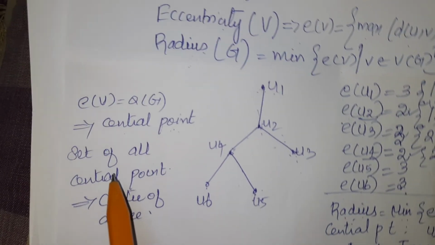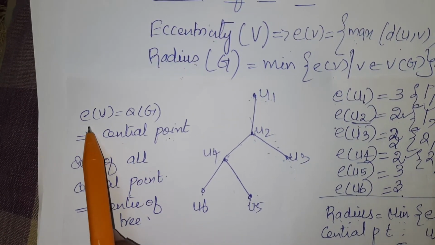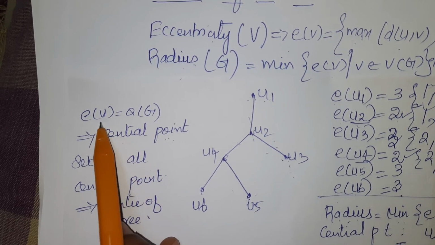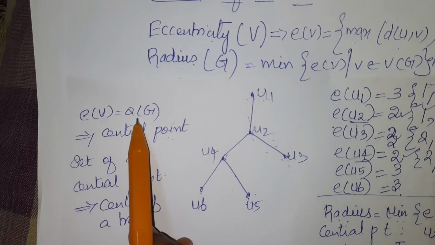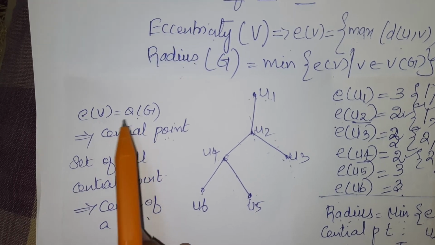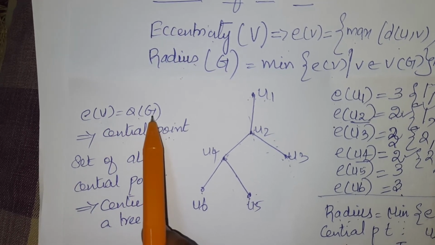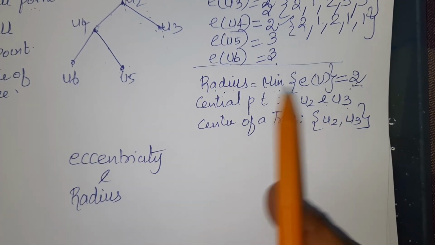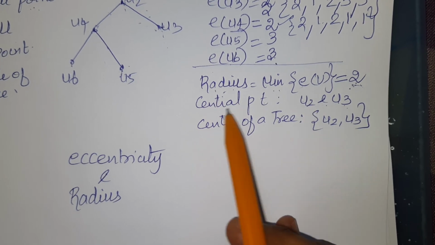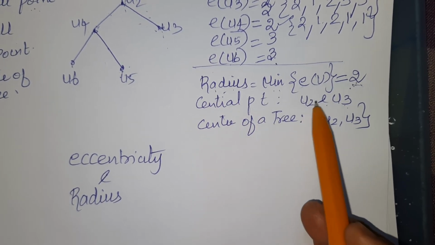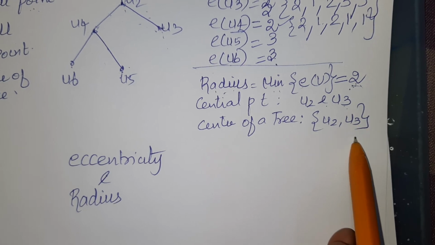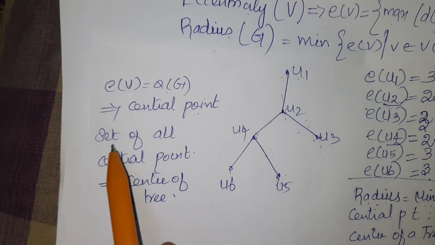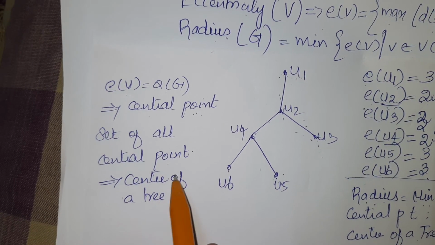So what is the definition of a central point? It is given by E of V is equal to R of T. Which are the vertices that have the radius value? So in our example, the vertices u2 and u4 have the radius value. So this is called a central point. And we represent these central points in the form of a set. It is called the center of a tree. The set of all central points is called the center of a tree.